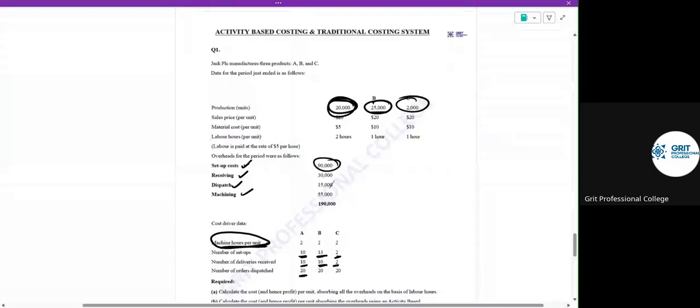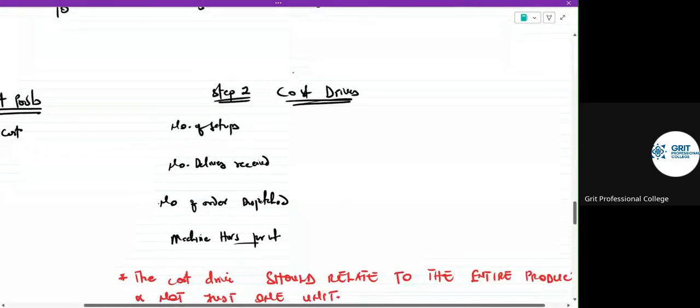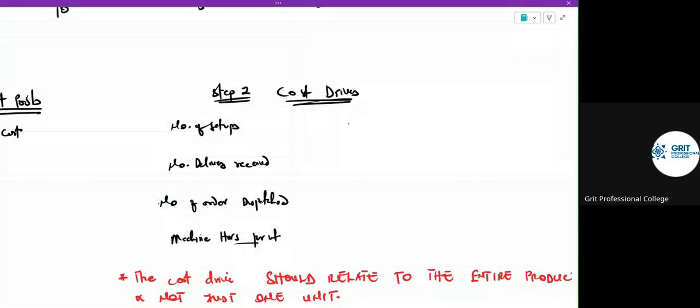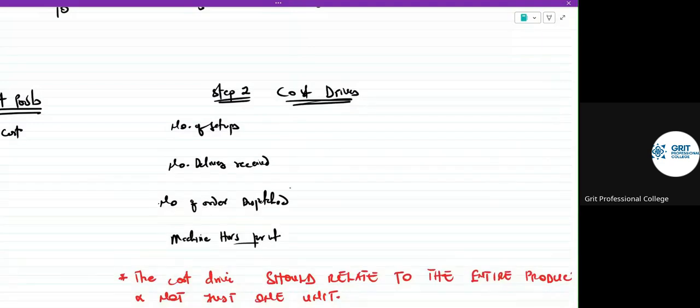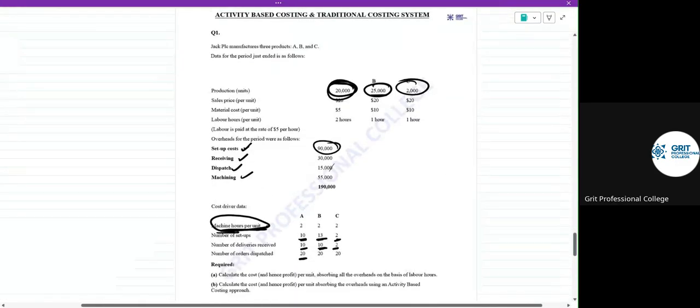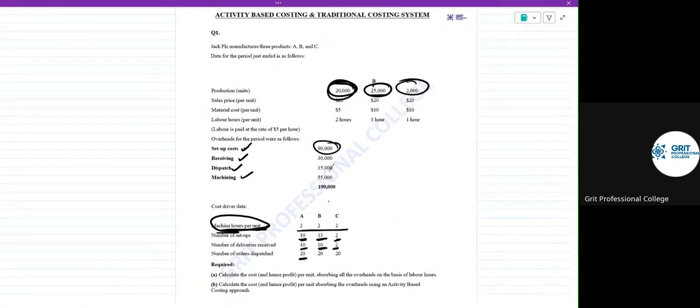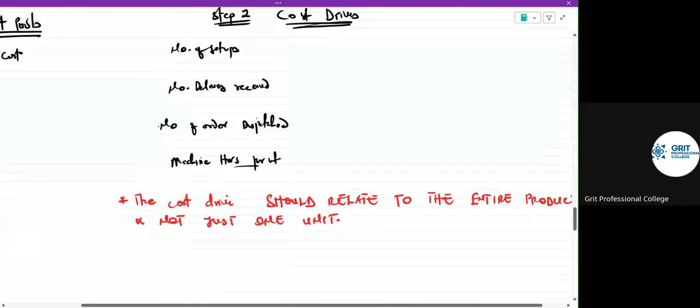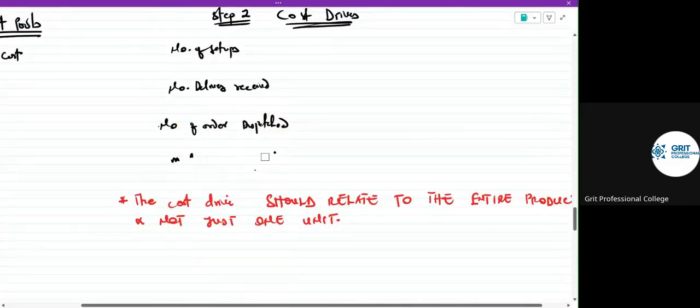So it basically means that from this question, the cost driver data for the first 3 are okay, but the one that will need us to do some adjustment is the machine hours, because it is presented in per unit terms, but we need the total. Okay, so rather we will need the total machine hours.